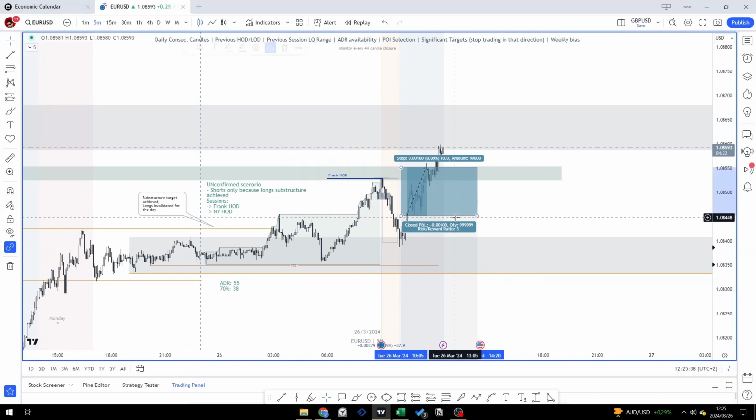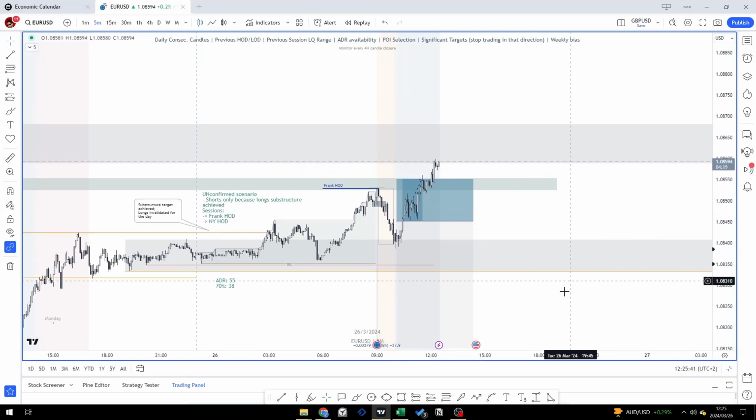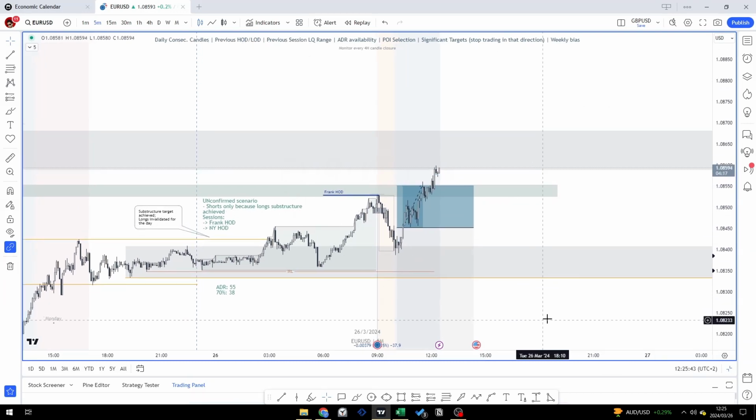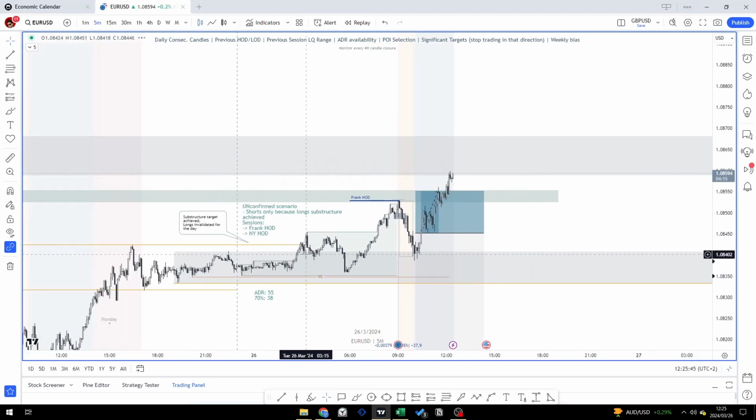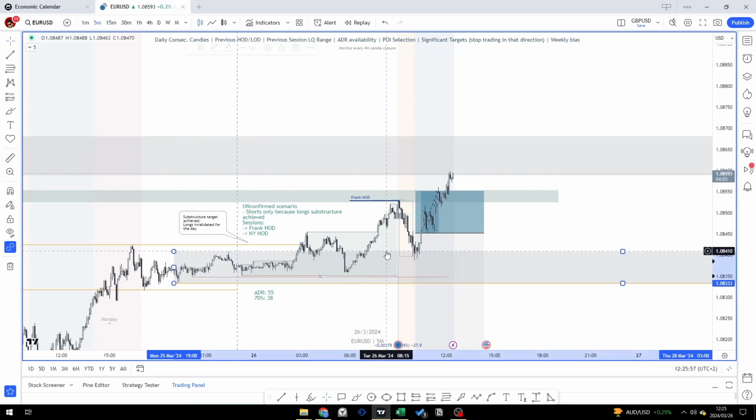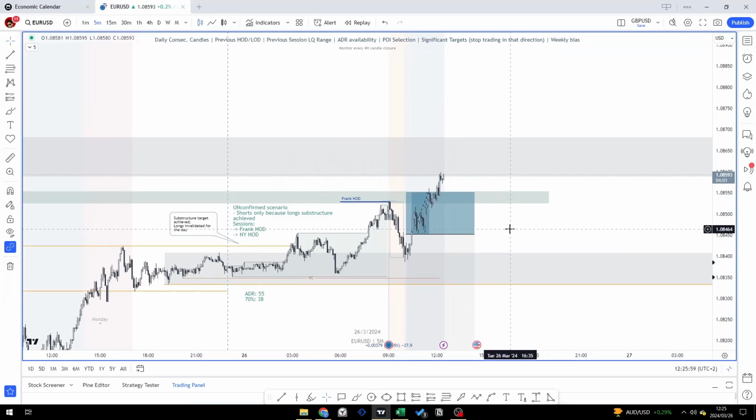So I did make an error here. I took the loss, and I guess this is something that's going to happen while I adjust to trading multiple pairs. Just to quickly recap, EURUSD, we're also in an unconfirmed scenario. I said short only because a long substructure was taken out, and there's only reason to target this, but it doesn't mean that barriers won't hold, so I made an error there.